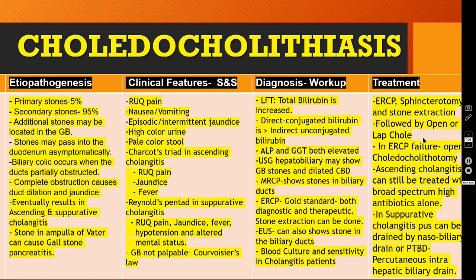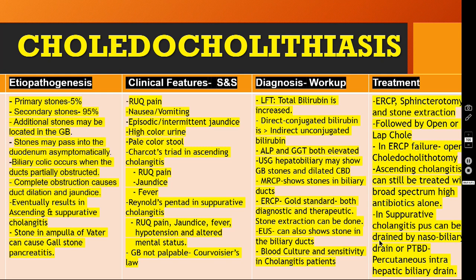In ERCP failure cases, we can do what is called open choledocholithotomy, where you have to open the abdomen, laparotomy, and then open the common bile duct and remove these stones using what is called Desjardins forceps. If patient is having only ascending cholangitis, this can still be treated with high broad spectrum antibiotics. If patient has already gone to suppurative cholangitis, the infected bile will be full of pus.